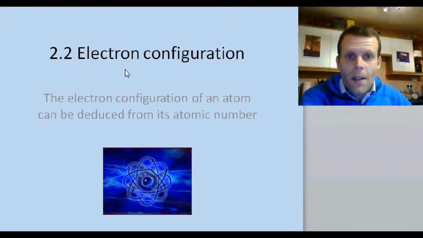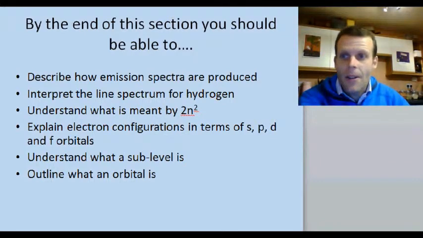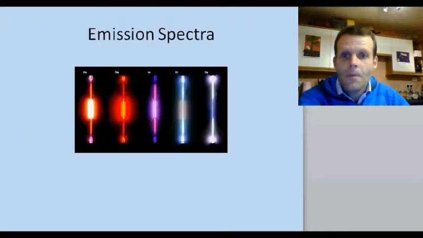Okay, so this is the second part of the standard level atomic structure section, and we need to look at electron configuration. So here is what you'll hopefully understand by the time we finish up. You can have a read through these yourself, and we'll come back to them at the end to check that you have got them all.